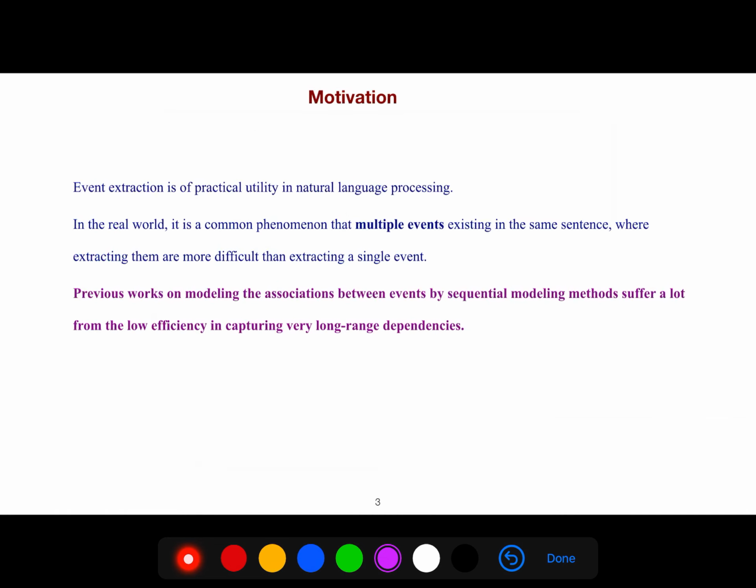Event extraction is of practical utility in natural language processing. In the real world, it is a common phenomenon that multiple events exist in the same sentence, where extracting them is more difficult than extracting a single event. So multiple events is more difficult than a single event. Previous works modeling the associations between events by sequential modeling methods suffer a lot from low efficiency in capturing long-range dependencies.